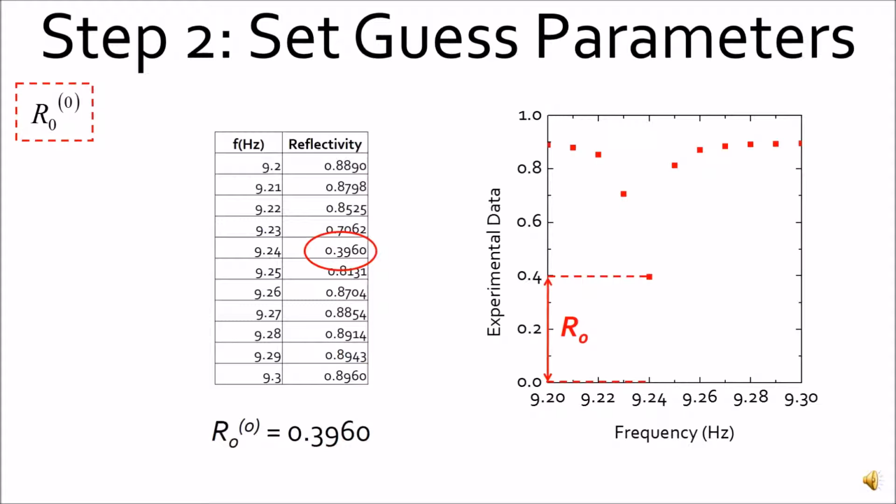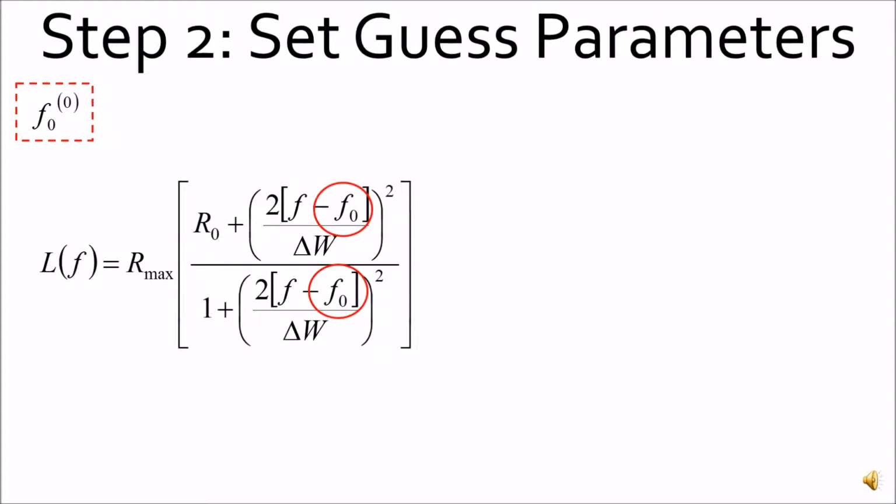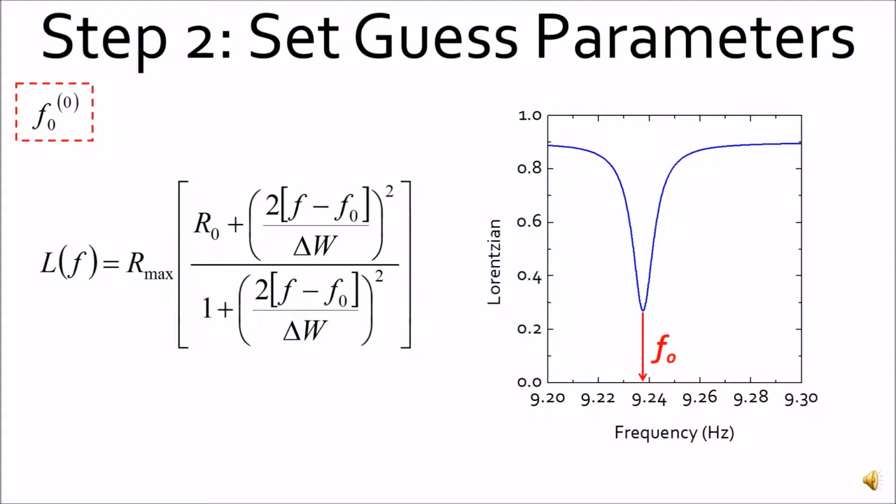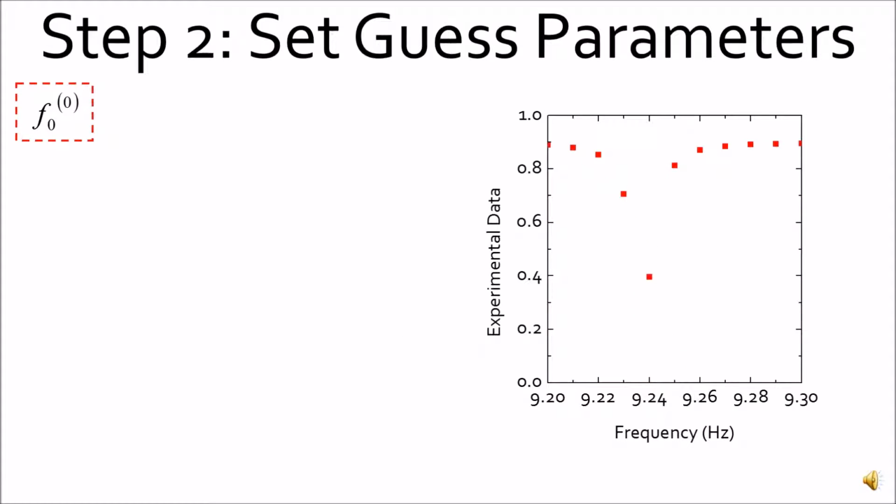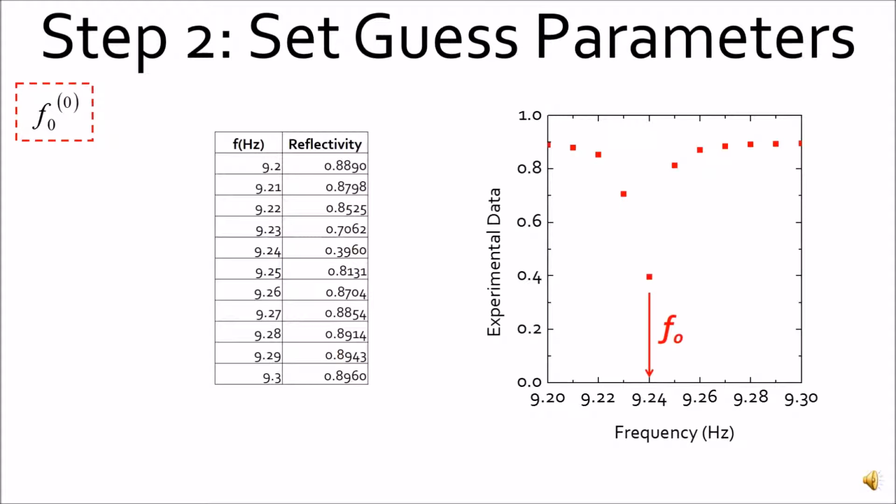Next one is F0. So as I said before, this is the frequency at which this minimum value is. So again, we just look at our experimental data, identify the minimum value of this function, and work out what the frequency is at which this data is a minimum. So in our case, it's 9.24, and we can identify that in the data.